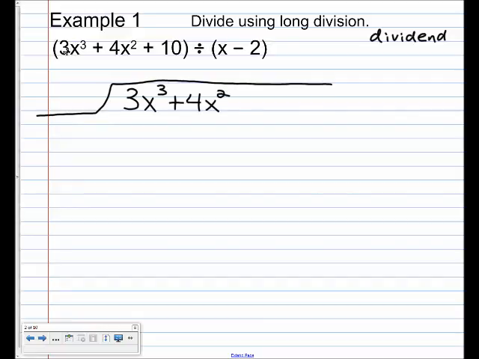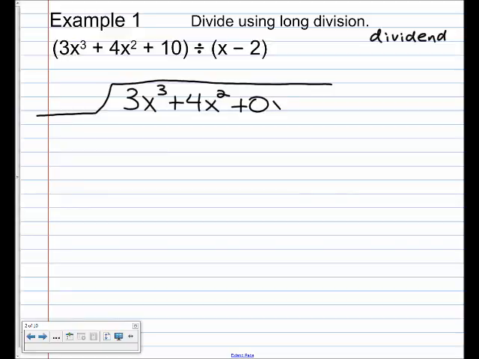Now, if you look at this, before I finish writing that 10, do you notice how we go from cubed to squared to a constant? What are we skipping? Cubed, squared, and then constant. Which one am I missing? X to the first power. There's no x to the first power. So I'm going to write plus 0x as a placeholder, okay? You're going to see why it's important to put placeholders once I do the process. Plus 10.